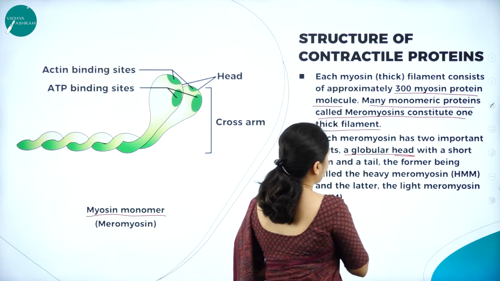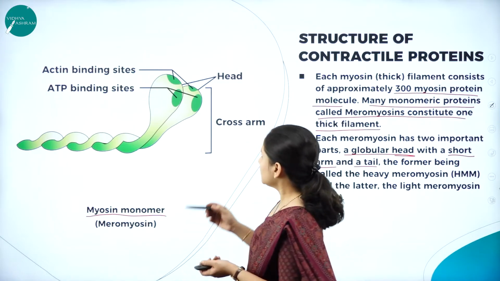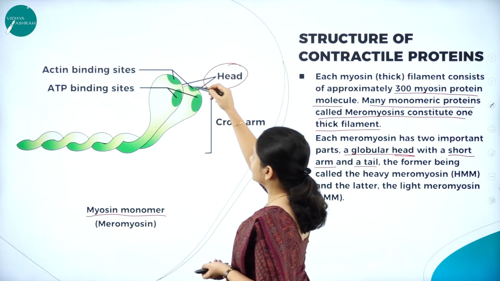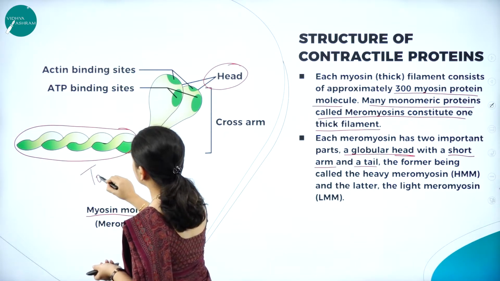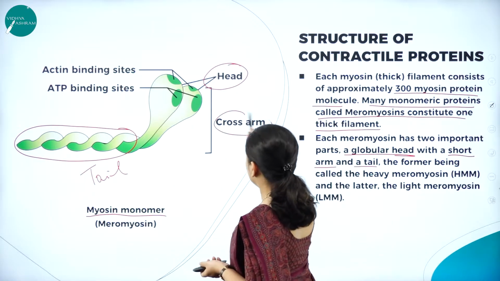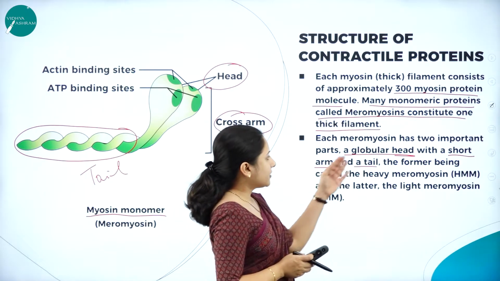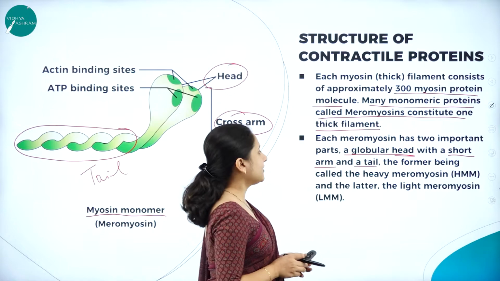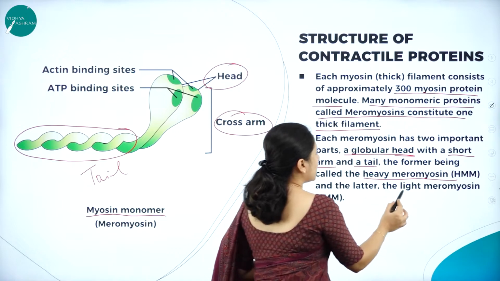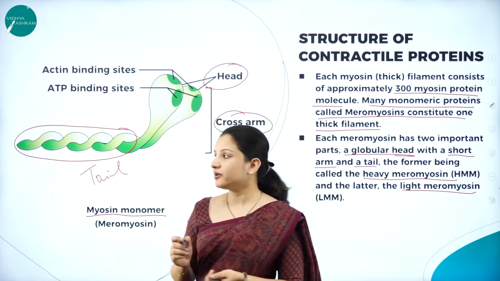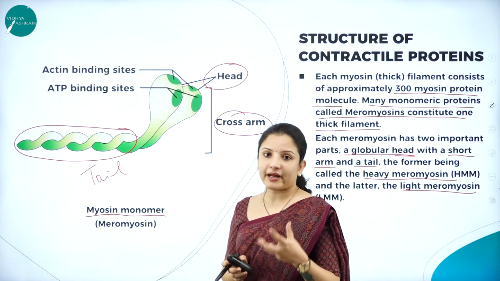It has a globular head, a short arm, and a tail. If you can see here, the globular head is globe-like, and it has a tail. This part is the tail, and it has an arm. So these are the parts of the meromyosin. The former, the globular head, is called the heavy meromyosin, and the tail is called the light meromyosin. The head part is called the heavy meromyosin, and it has the actin binding sites.